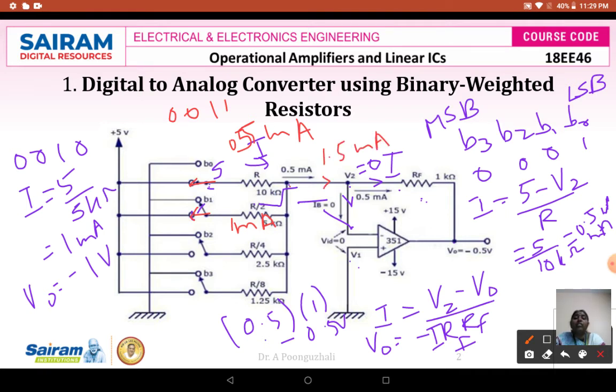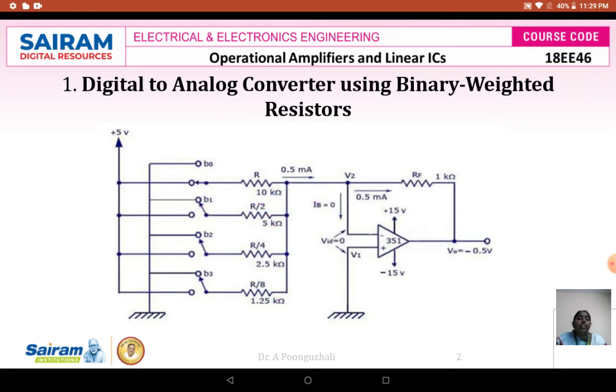These two currents flow in the same direction, so they get added up, and the total current is going to be 1.5 milliamps. This 1.5 milliamps will flow through this RF resistor. So I multiply 1.5 into 1, and the output is going to be minus 1.5 volts. Like this, for different combinations of the input we can get the output.